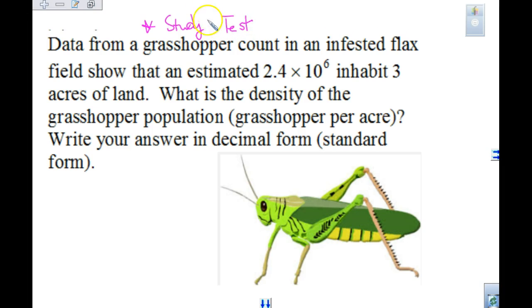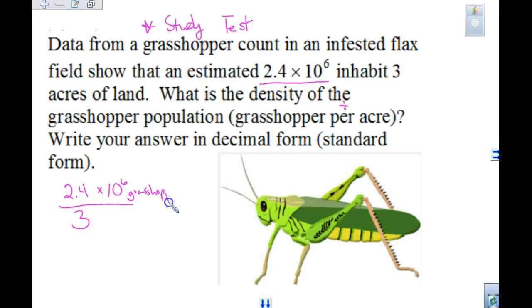Make sure you take a look at this one and think about what we're asked. You're asked to find grasshoppers per acre. Per usually means division. So if you need to finish the notes, they'll be online, and the video will be there too. It says write your answer in standard form. Well, we're given 2.4 times 10 to the 6 in 3 acres. That means we want to take 2.4 times 10 to the 6, and since it's per acre, you want to divide by the number of acres. So this is how many grasshoppers, right?